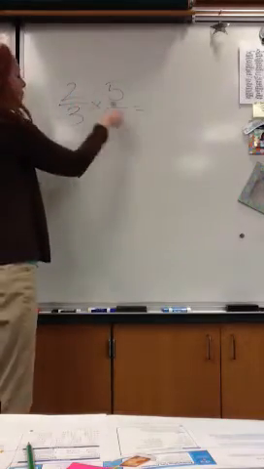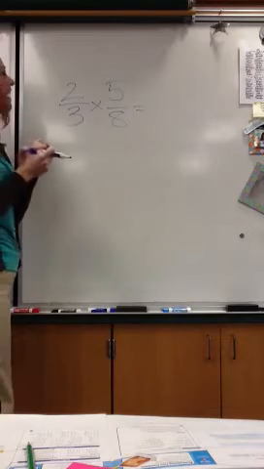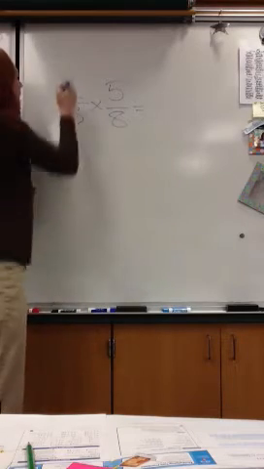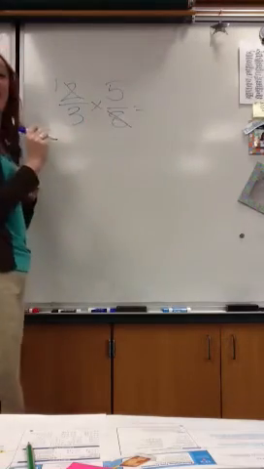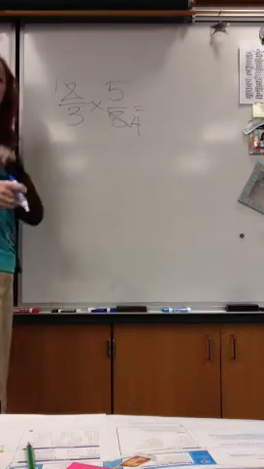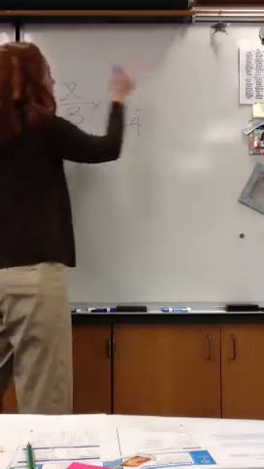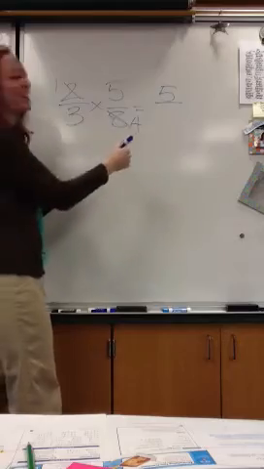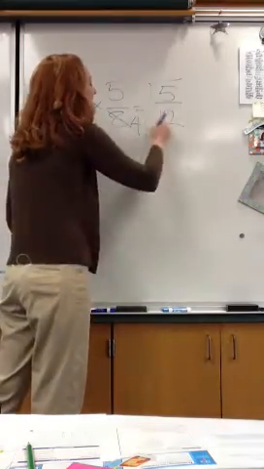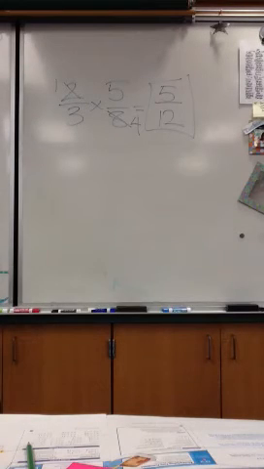So now I do 2 and 8. So I have to see, is there a number that can divide into 2 and into 8? There is, and it's 2. I do 2 divided by 2 is 1. 8 divided by 2 is 4. Now I go back to those steps. I do step number 1, which is multiply the numerators. 1 times 5 is 5. And I do 3 times 4, which is 12. And this is in simplest form. I hope you got it.